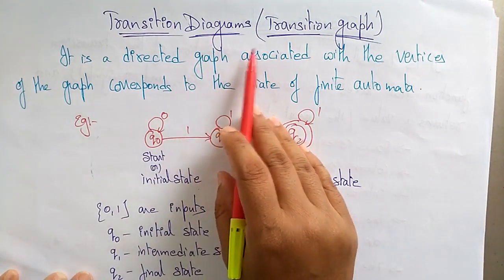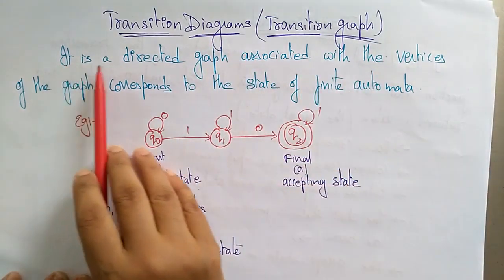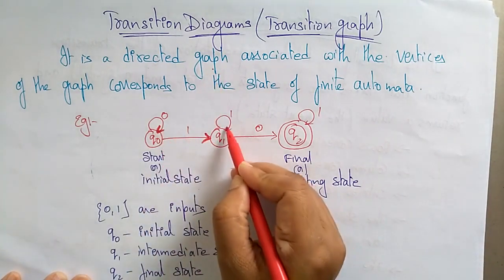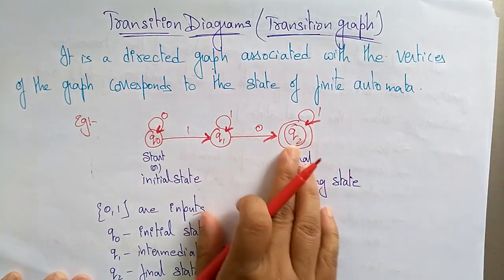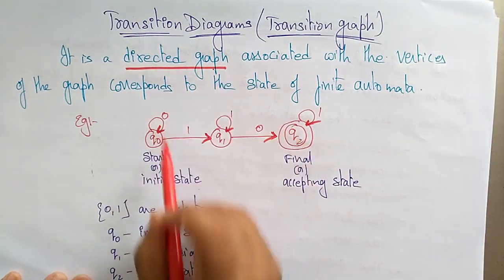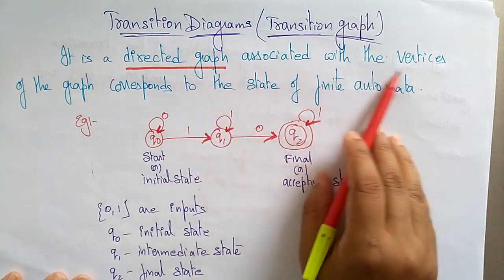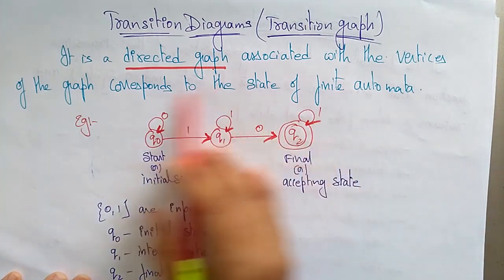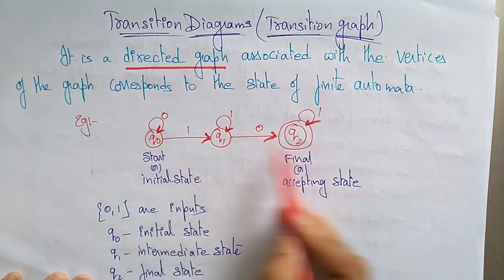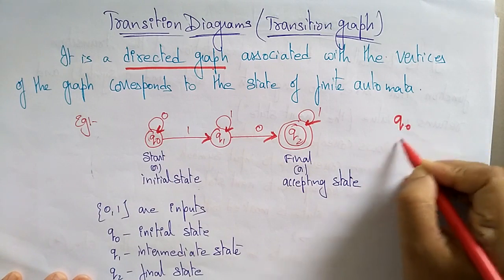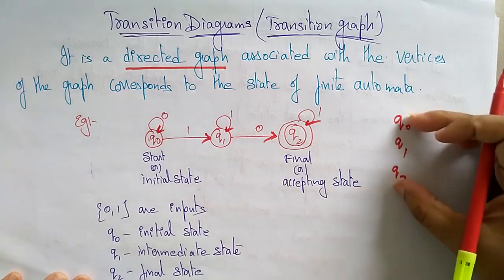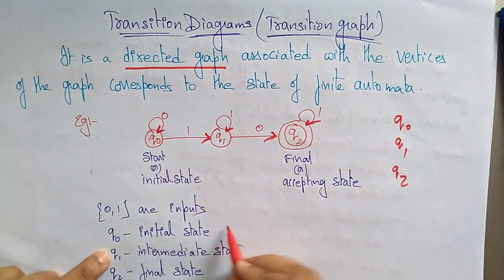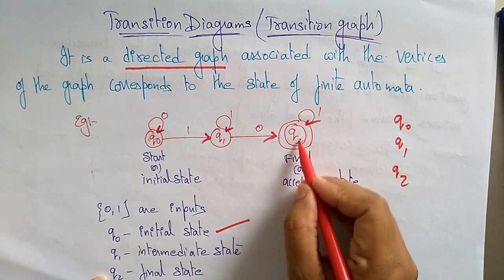This diagram you also call a graph. It is a directed graph. Directed means it should be pointing to some state. A graph that is pointing to some state is called a directed graph. The vertices of the graph correspond to the states of a finite automata. So let's take a finite automata. Here you have three states: Q0, Q1, Q2. The starting state Q0 is the initial state and Q2 is the final state.